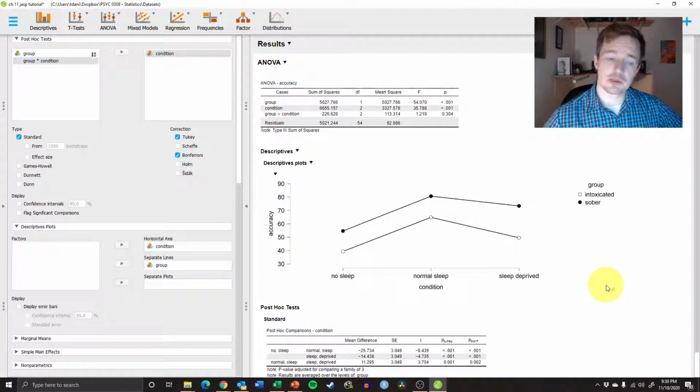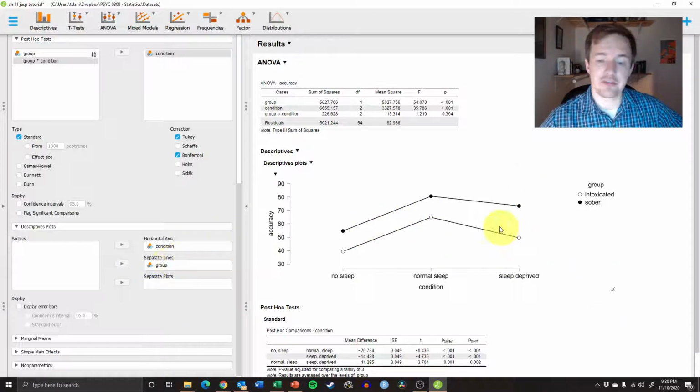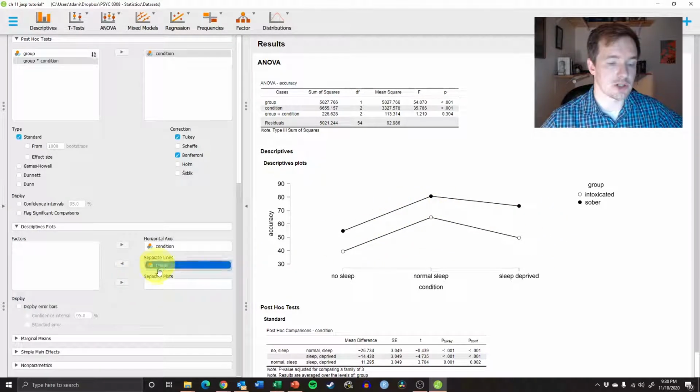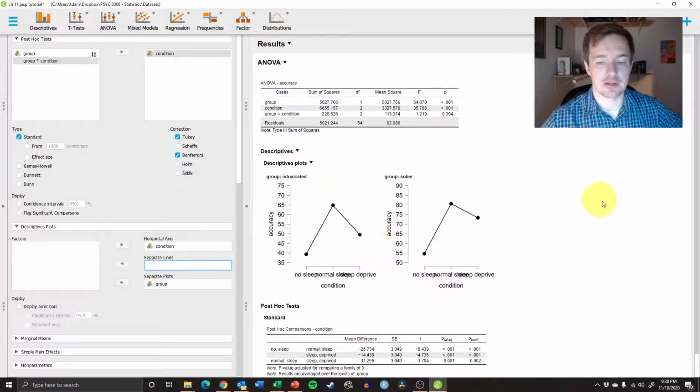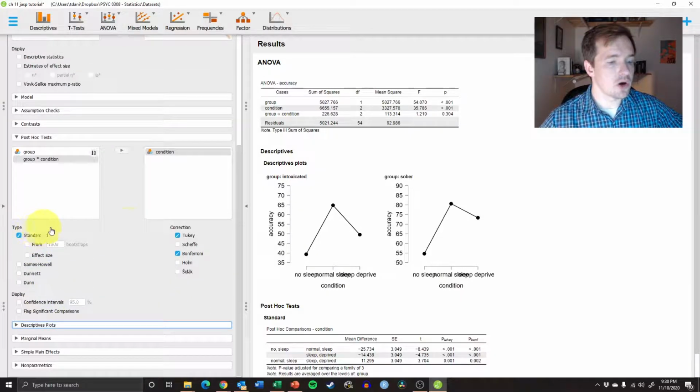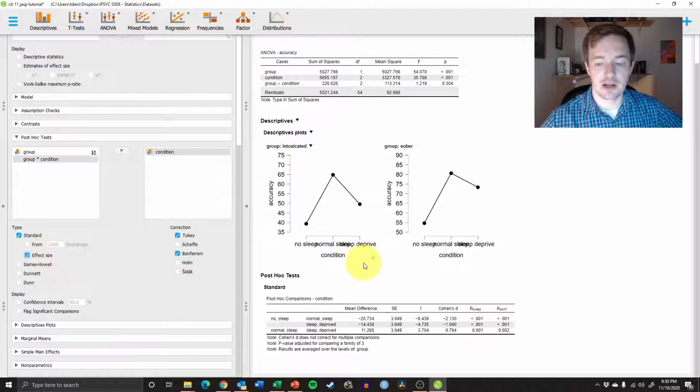So, the plots are not bad, they look much better than SPSS. But if you did not want this data on the same scale like this, you can always move it over to separate plots, and that'll give you two separate ones, and there you go. And you can see how the accuracy is very different there. If you are interested in, what else? Effect sizes, you got your stuff here.